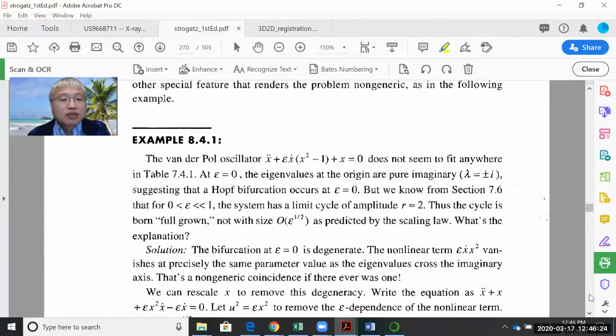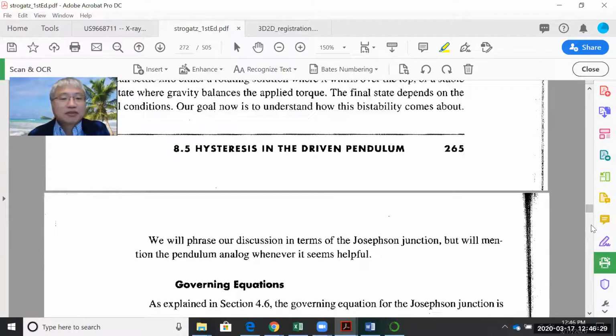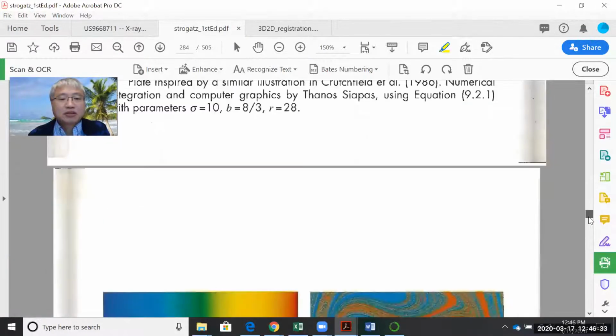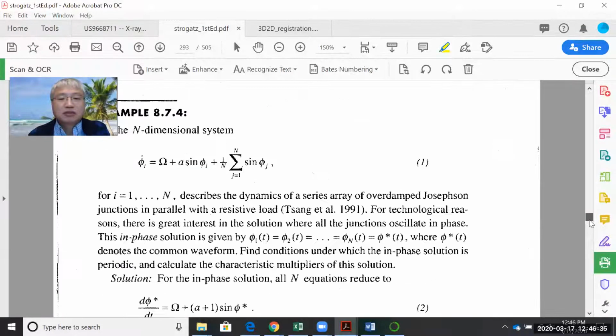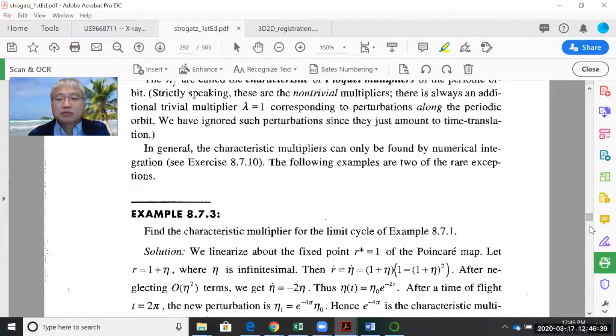I haven't got to chapter 9 yet. Where is chapter 9? It seems to take forever. Let me move this a little bit. Okay. This is chapter... no, past this.